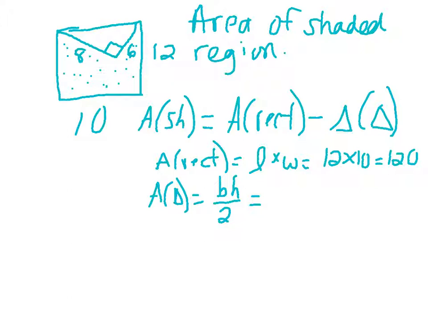So the base of our triangle is 6. The height of our triangle is 8 divided by 2. Yep, these are exactly the same numbers here. Alright, so now we go back to that formula we created.